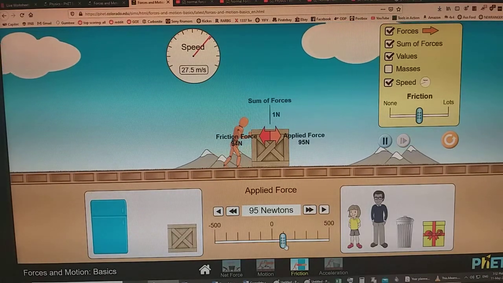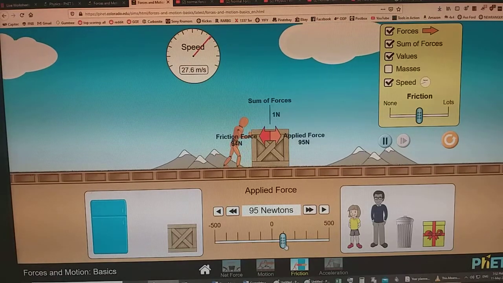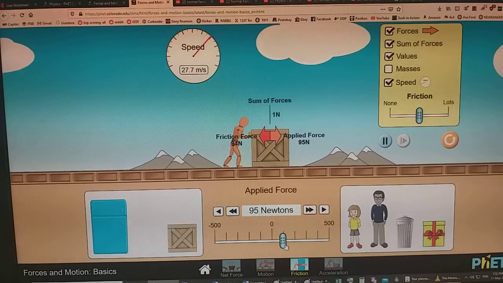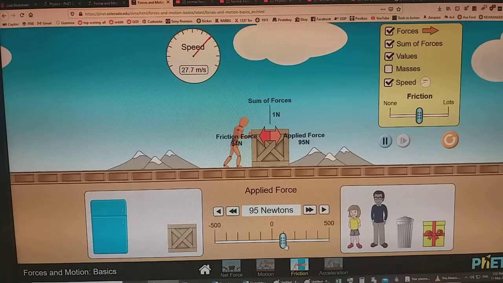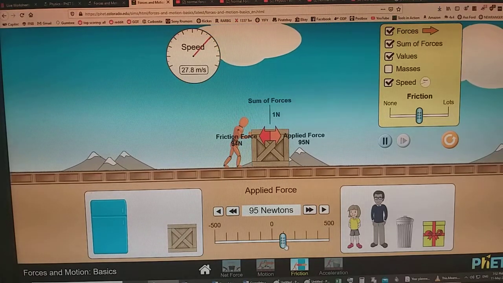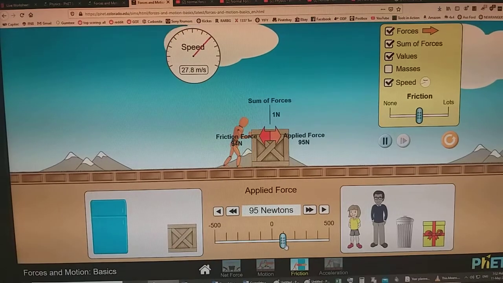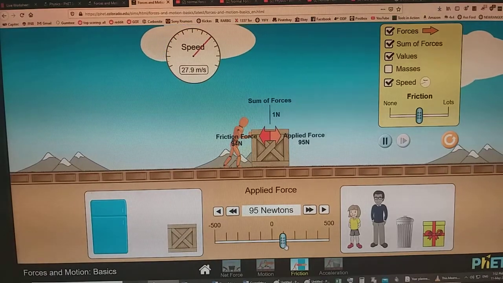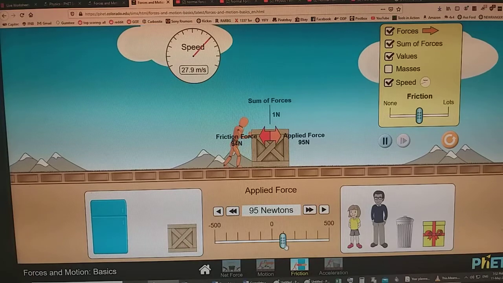This object was already in motion and now the forces are equal to each other. What will happen then is the object will keep moving, but if you look at the speedometer there, it will move at a constant velocity. In other words, it won't accelerate if the forces are perfectly equal to each other. So that's the second part of Newton's first law.